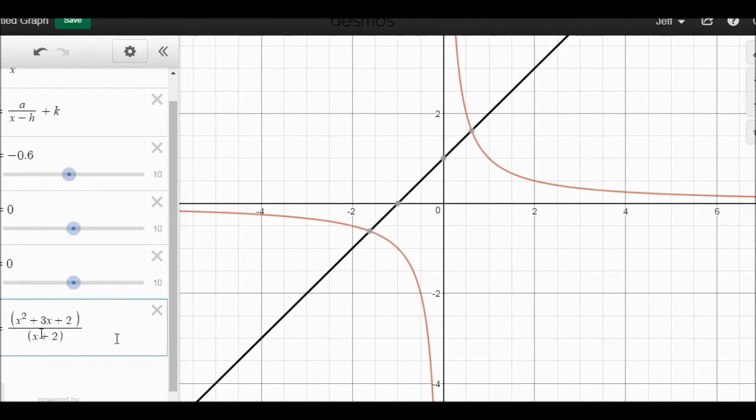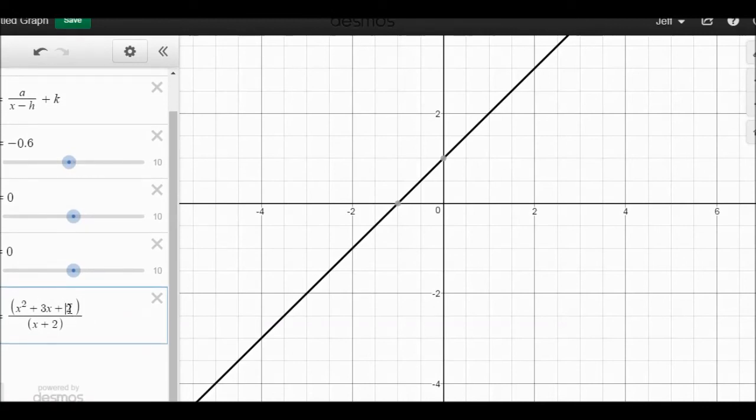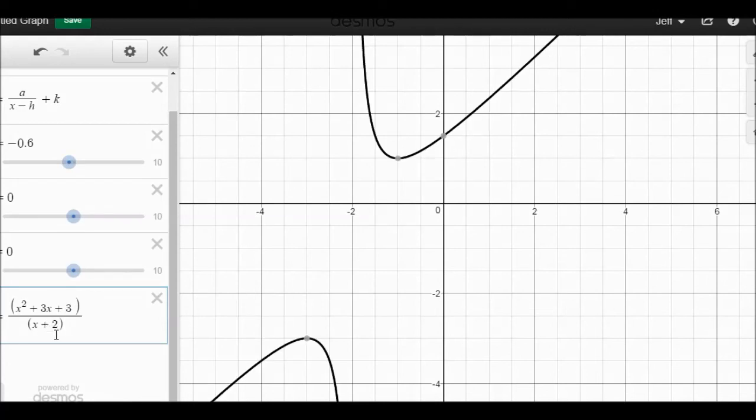So yes, this only happens when there's a common factor in the numerator and denominator. Let's just check this out. Watch this. If I change this number right here, watch what's going to happen to this black one. If I change this number to something like a 3 where there is no common factor, then what happens is that. So now we have a vertical asymptote at -2. See that?